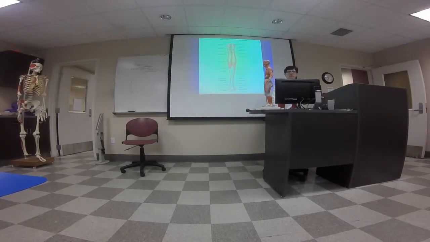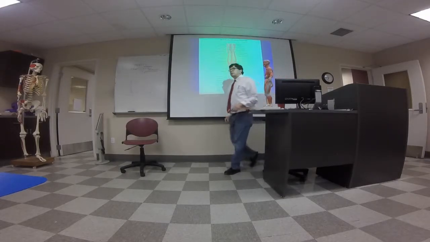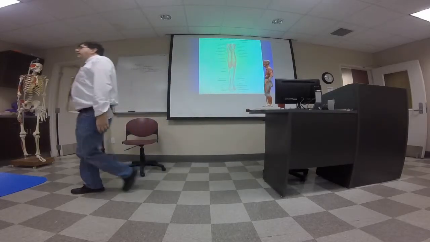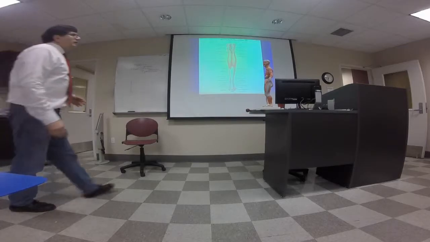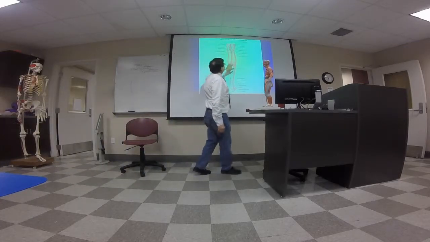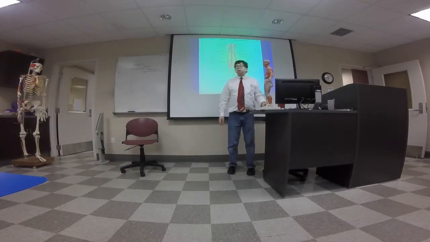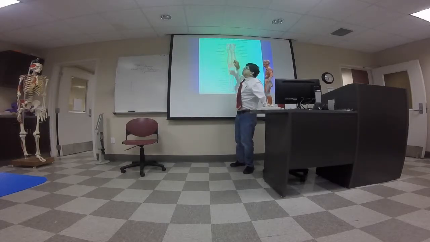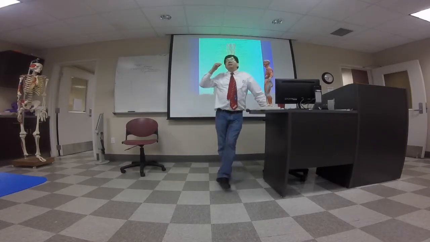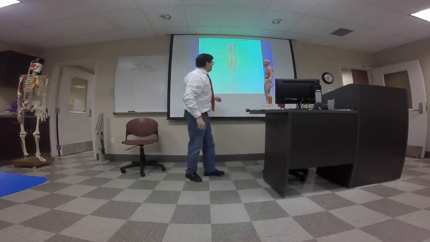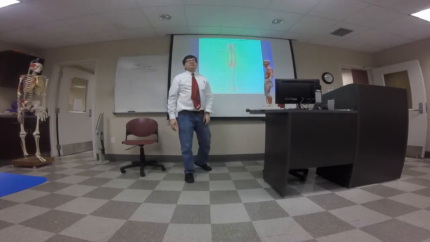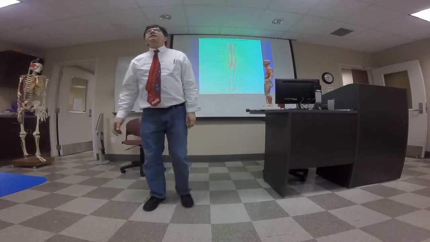Now, let's turn this person around. This is the muscle, the prominent muscle along the calf. This is called the gastrocnemius. The gastrocnemius, notice it has two heads, or two tendons. It originates from both the medial and lateral condyle of the femur. And then it inserts upon the calcaneus via the calcaneal tendon.